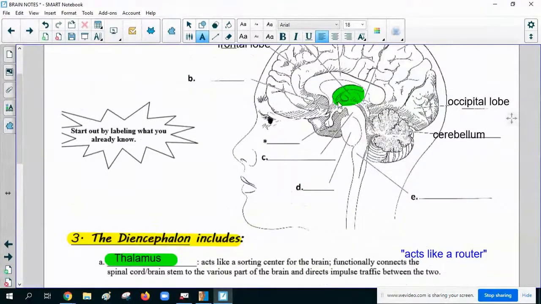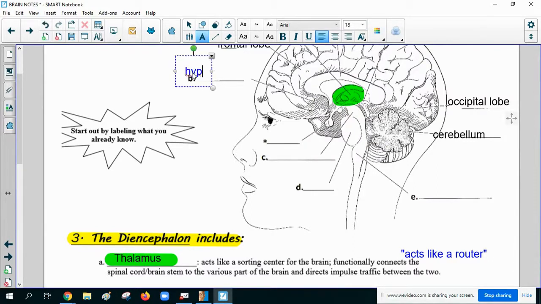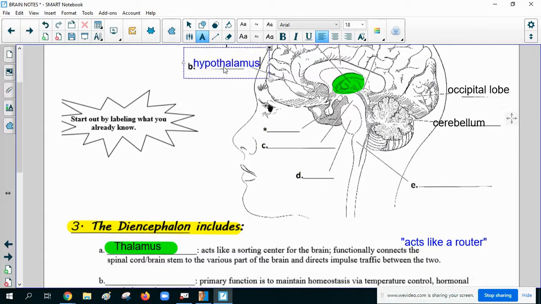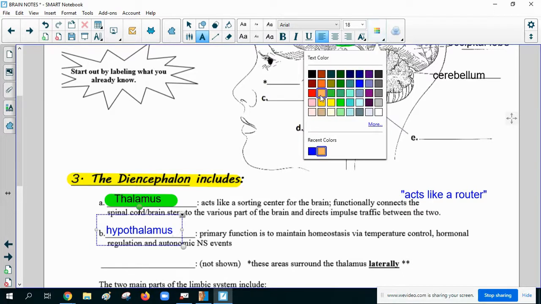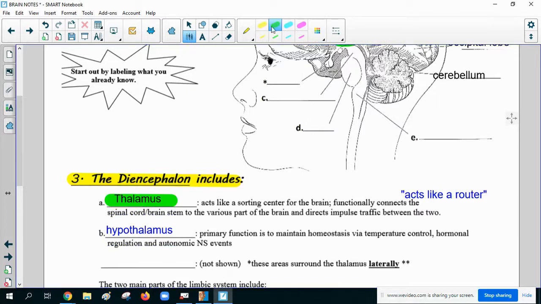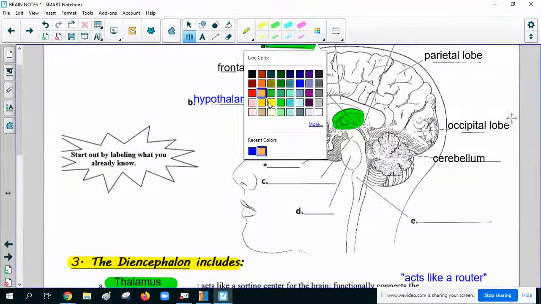Now, right underneath the thalamus is this very small piece right here called the hypothalamus. So that's going to be part B, hypothalamus. And the hypothalamus is a very visually unimpressive part. However, this is a super important part of the brain. So I'm going to go ahead and color our hypothalamus and show you exactly where to color in the diagram as well.